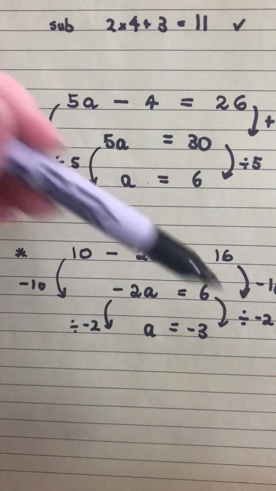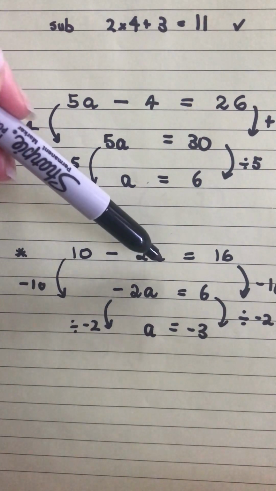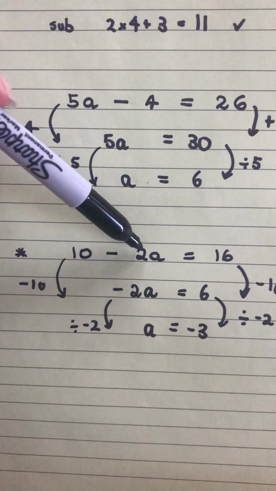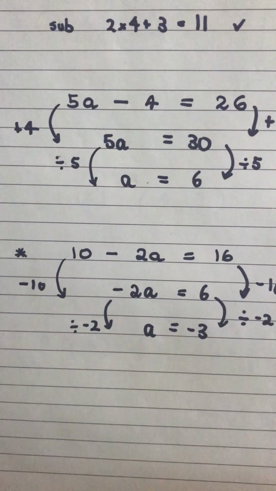So when we look at that question, we can check it and say, if we do 2 times negative 3, we're going to get negative 6. 10 take away negative 6 is the same as doing 10 plus 6, which gives us 16, which was what we were looking for.